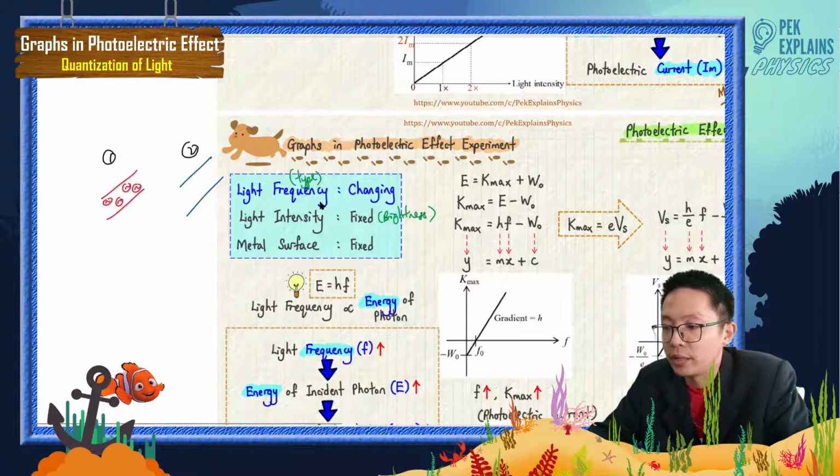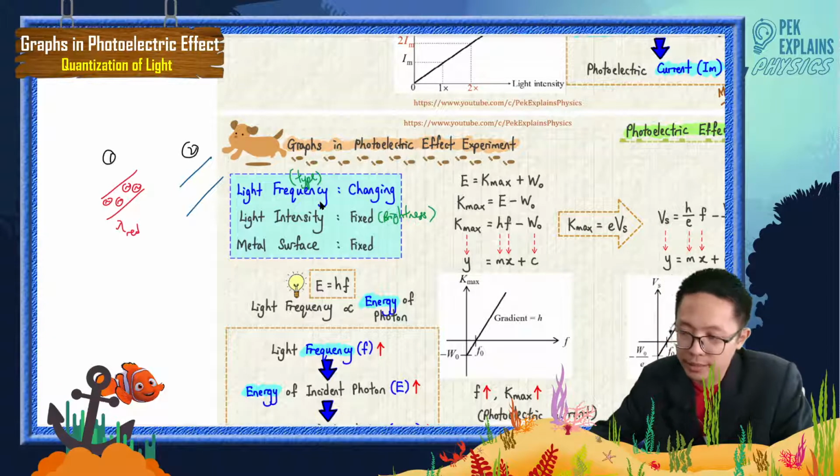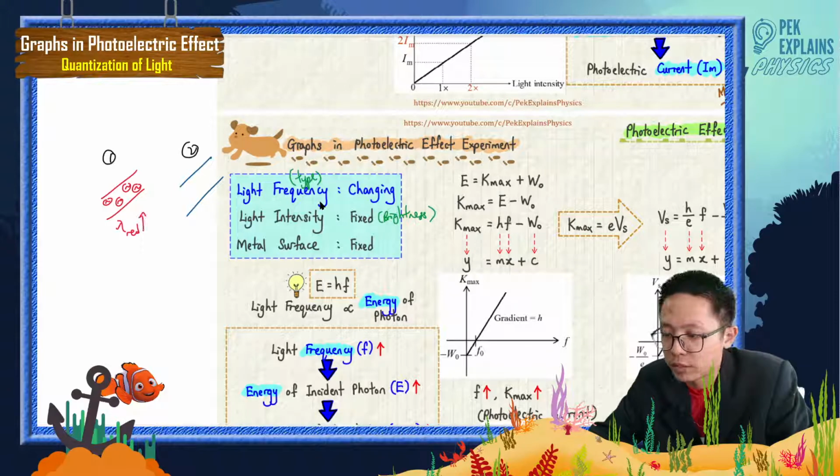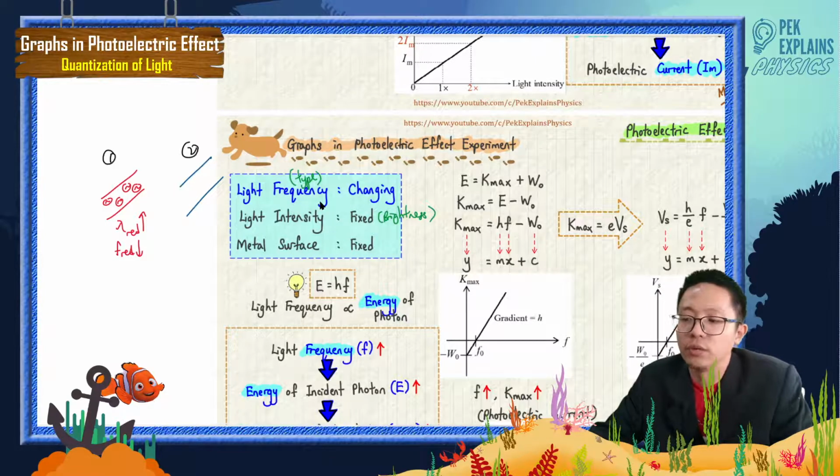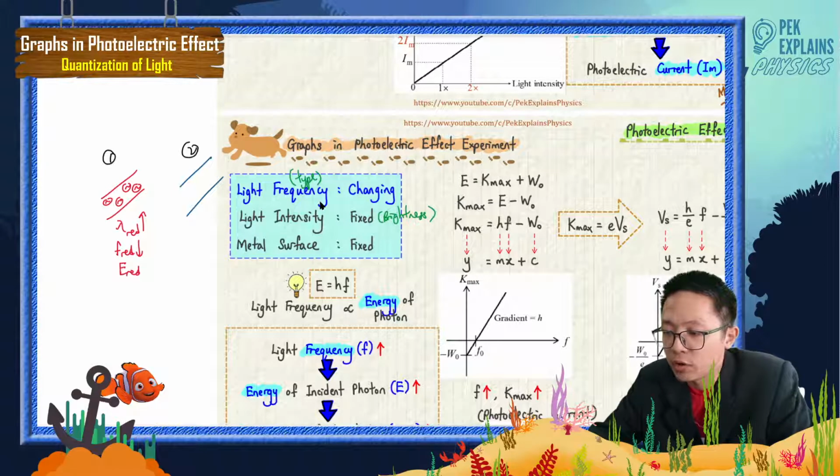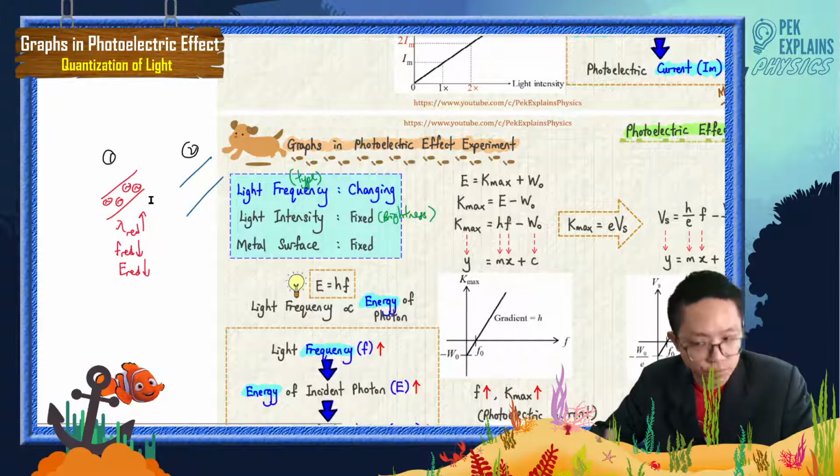We know that the wavelength of red light is long, but the frequency is very low, so very low energy. The energy of red light is very low. So the photon particle is very small.